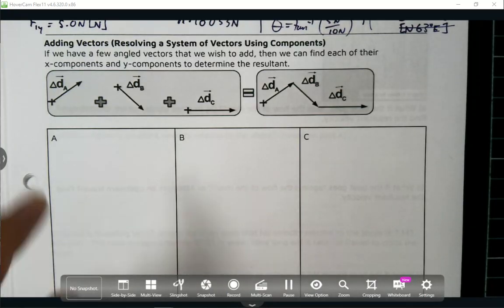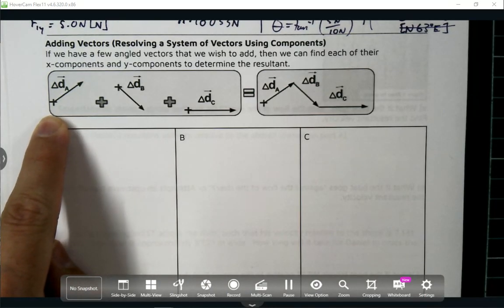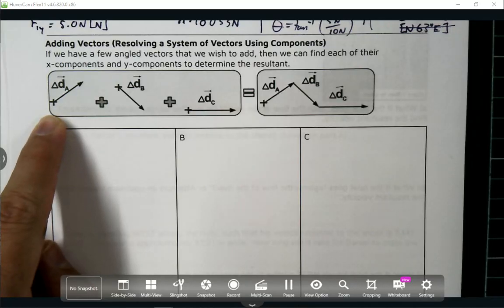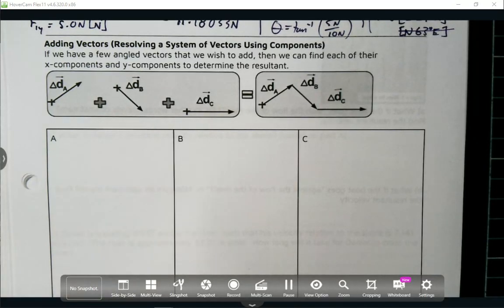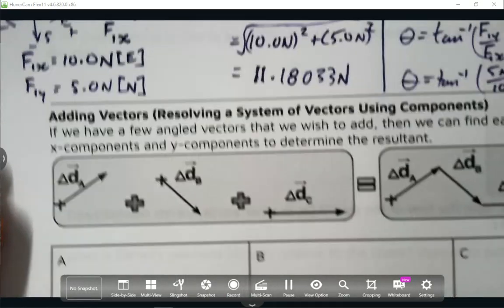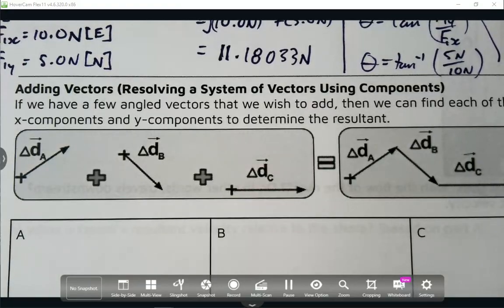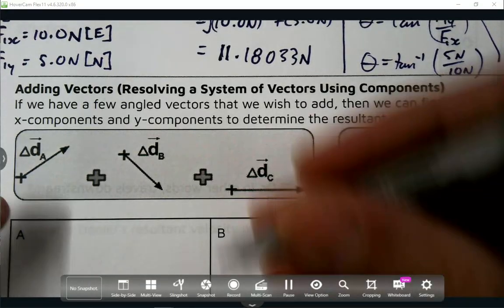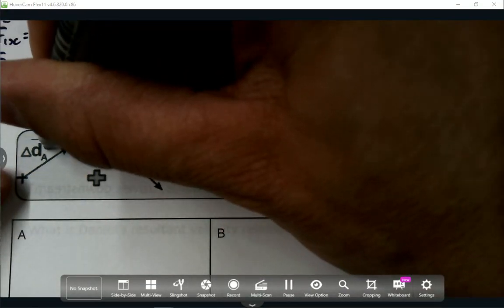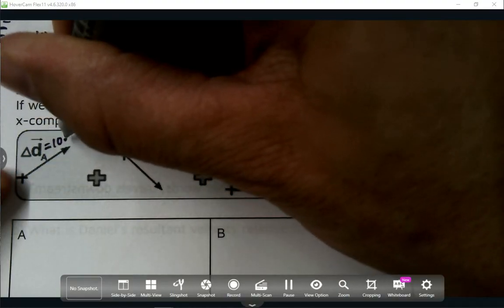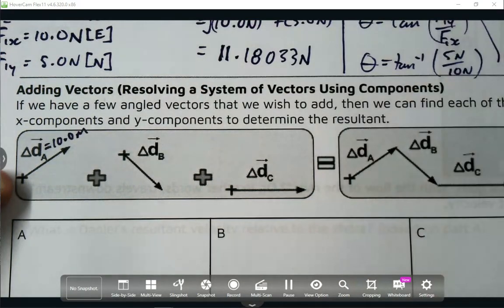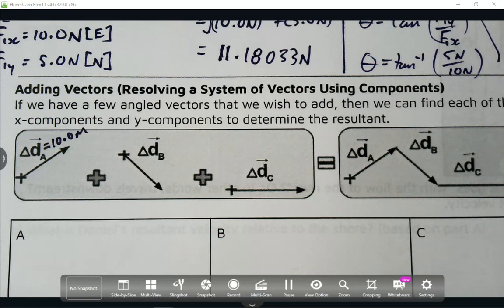We need to be able to take a vector like displacement A and break it up into x and y components. That vector B, break it up into x and y components. So I want to put some information on here. I'm going to zoom in to make it easier to see, and I'll reset my focus. I want to say that I've got a displacement A that's going to be, I'll make it nice round numbers, 10.0 meters. So nothing intimidating with the units, nice and round.